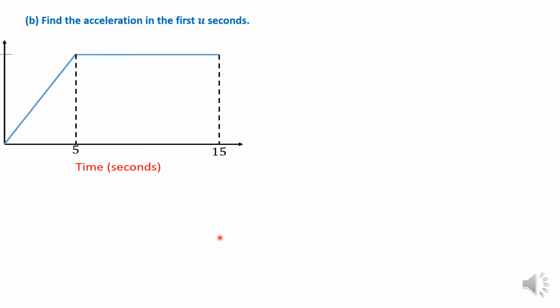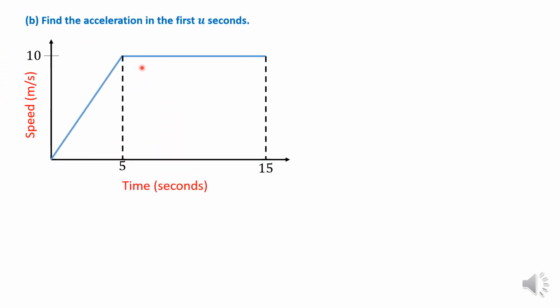Now let's look at the second part, where they are asking us to find the acceleration in the first u seconds. So what I did is I took away my u. I know that u is 5 from my previous answer, and here, remember, was 3 times 5. But they're not really interested in the 15. They're interested in the first u seconds, the first 5 seconds. So acceleration is nothing but vertical distance divided by horizontal distance. Then 10 divided by 5 gives you 2 meters per second squared. Remember the unit for acceleration.